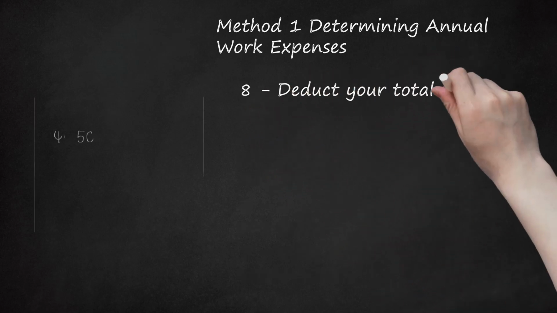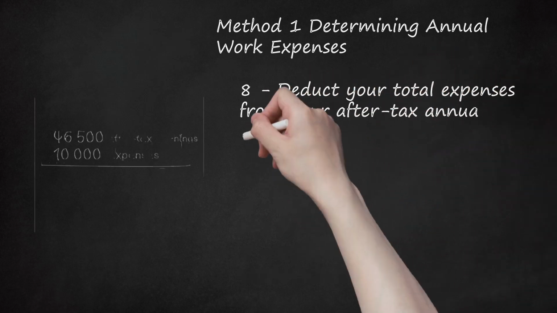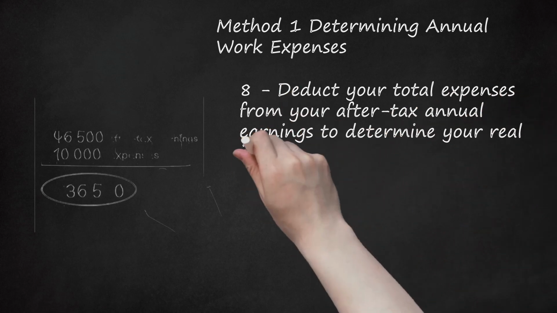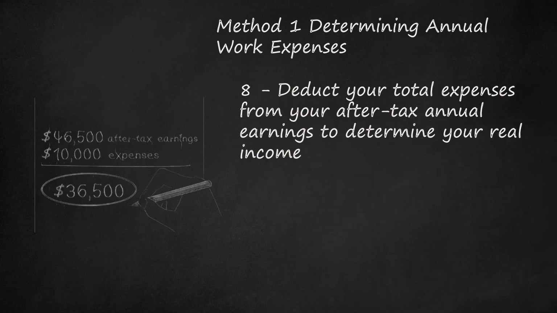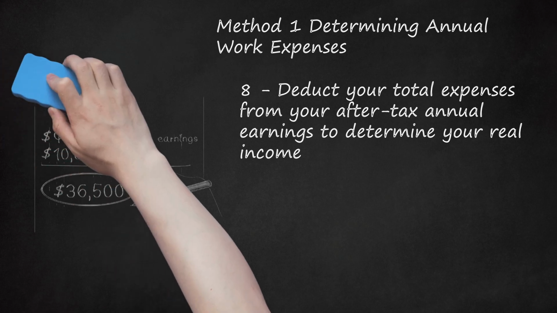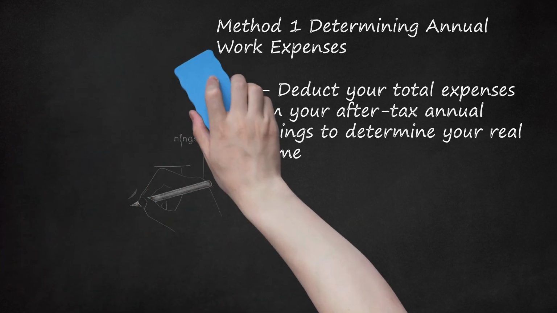8. Deduct your total expenses from your after-tax annual earnings to determine your real income. Take your after-tax earnings, $46,500, for example, and subtract your work-related expenses. If your after-tax earnings are $46,500 and your total work-related expenses are $10,000, your real income would be $36,500. $36,500 would be your real income, or how much you truly have to spend on your own personal expenses and interests.